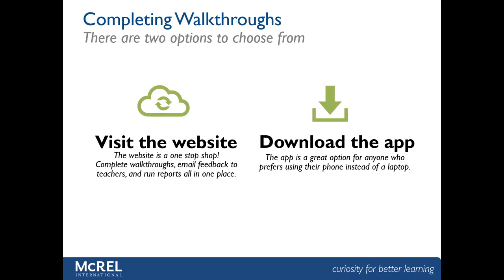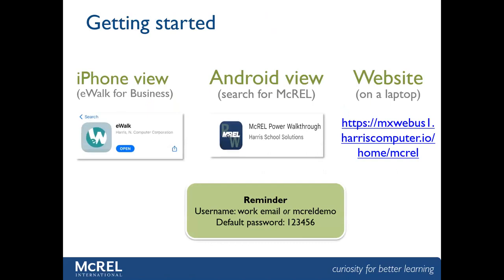The other option, and what most of our users opt into, is downloading the app on their phone or their tablet. We have an app for both Apple and Android devices. On each, you can complete walkthroughs, but you'll still need to go to the website to run reports. If you're an Android user, you'll also need to go to the website to email feedback, but we'll talk more about that in a bit. To get started, depending on your device or how you'd like to access PowerWalkThrough, we can follow along for each view as we move forward.